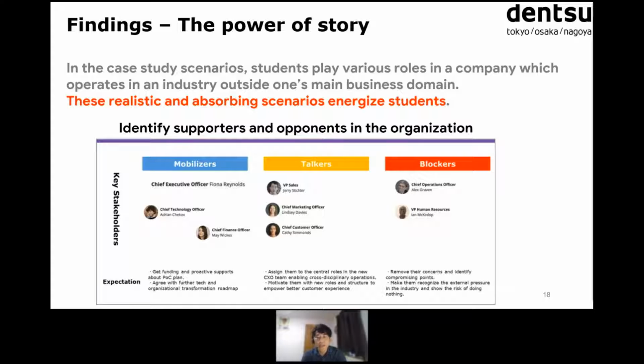In my experience, stakeholders are not necessarily supporting you in the actual digital transformation project. So we need to be extremely careful about how to involve opponents in the project. These realistic scenarios will expand the students' imagination and give them a more practical experience.